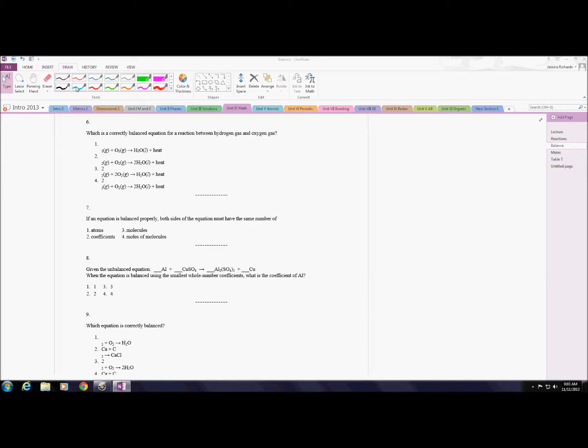Some more problems in a little bit different format. Yeah, these didn't copy over very well. They've cut off, so we can't do number 6. Let's look at number 7. If an equation is properly balanced, both sides of the equation must have the same number of, well, if we just take any balanced equation.